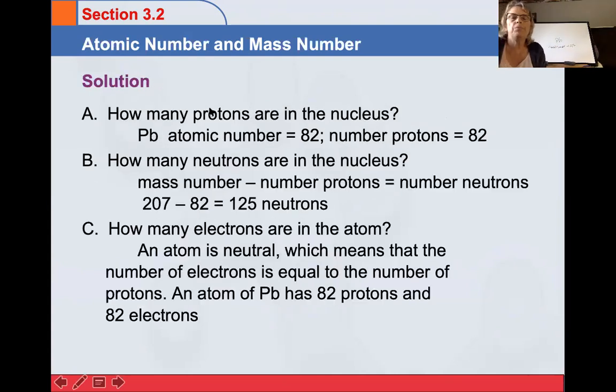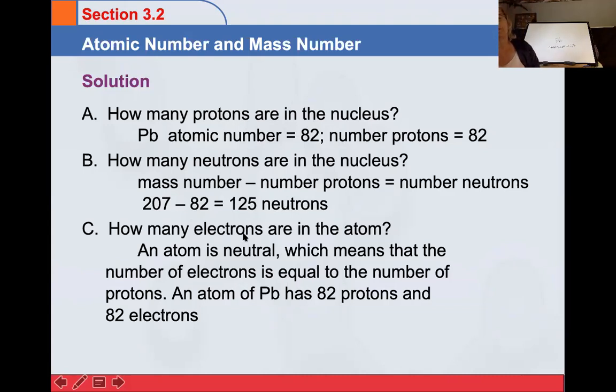So first of all, how many protons are in this nucleus? Well, the protons in the nucleus are going to be the atomic number, and that's the number that's right above the symbol for lead in the periodic table. So that number is going to be 82. That's the number of protons. Now, to figure out how many neutrons, you take the mass number and subtract the number of protons, because the protons plus the neutrons are what give you the mass number. So 207 minus the number of protons is going to give you the number of neutrons, 125.